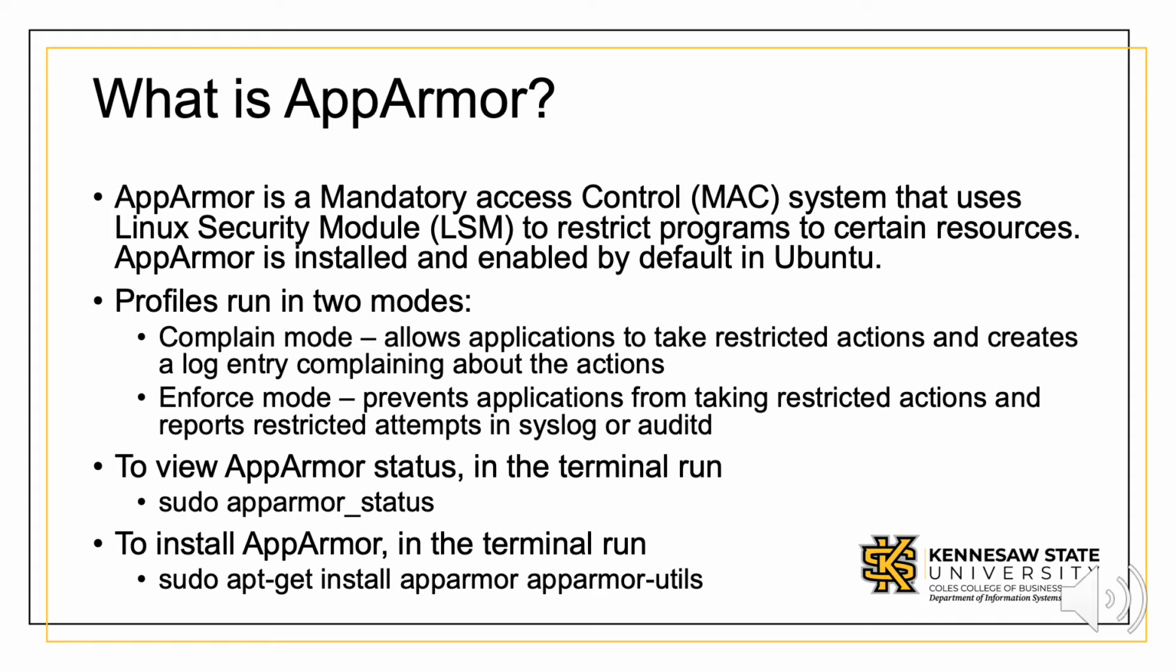What is AppArmor? AppArmor is a MAC system, mandatory access control, that uses a Linux security module to restrict programs to certain resources. AppArmor is pre-installed and enabled on an Ubuntu machine. In AppArmor, there are two profiles that are run. They're run in two modes, complain mode and enforce mode.